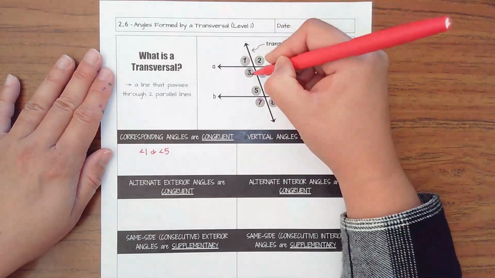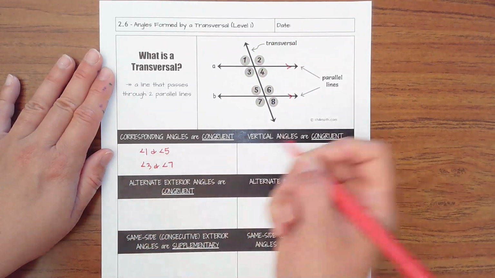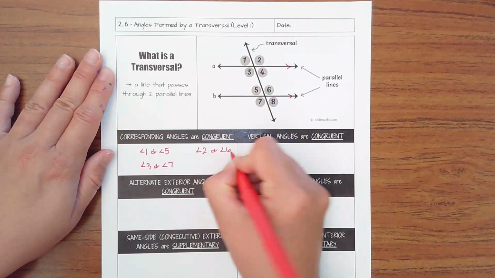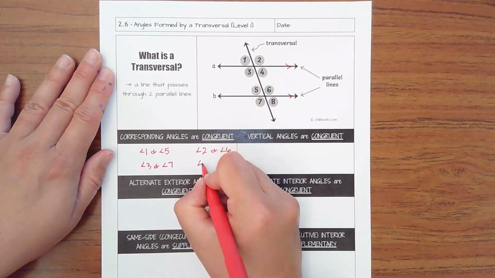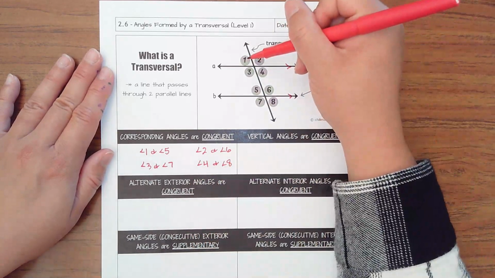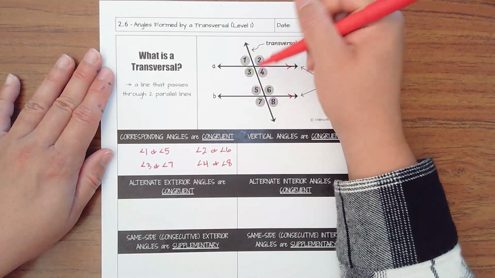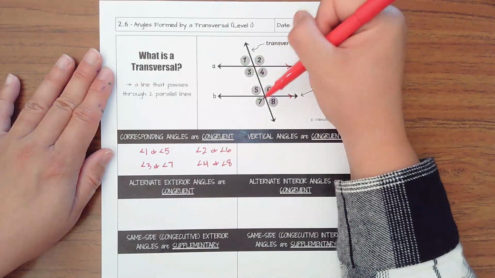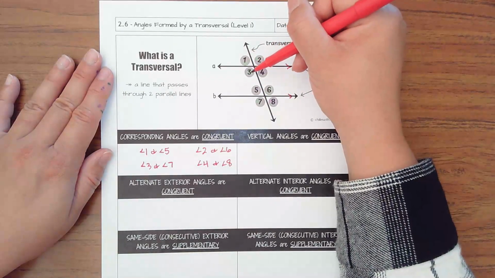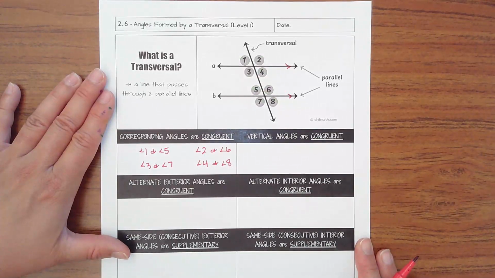So 1 and 5, 3 and 7. Can you see any more? 2 and 6. And 4 and 8. And so if I knew angle 1 was, say, 40 degrees, angle 5 would be 40 degrees. And so with 3 and 7, say they're obtuse, say they're not going to be 40, but say they're then 140. 7 would be 140. They're always going to be equal in measure.